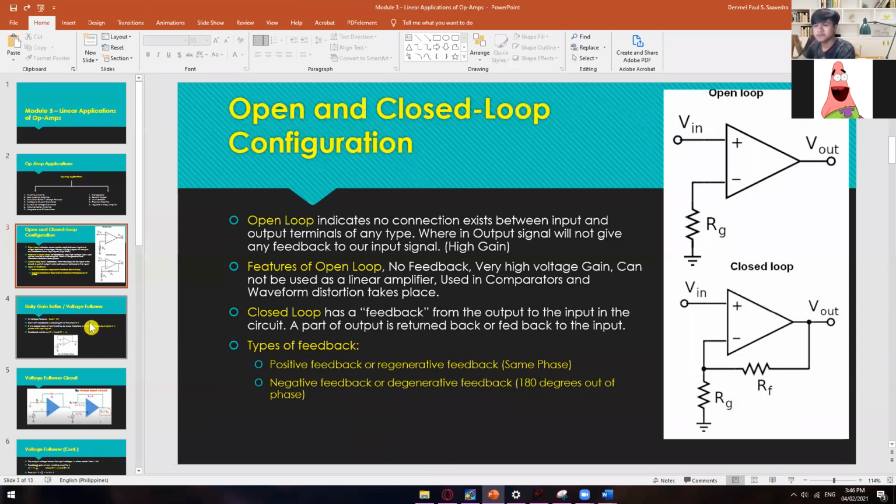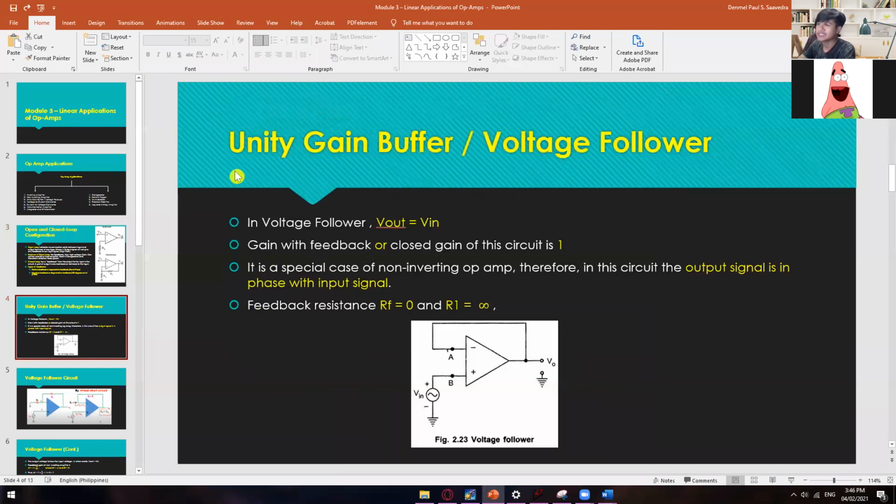All right, so this is just a recall. Let's now move on with our main goal for this module, which is the unity gain buffer, or sometimes called voltage follower. All right, so is there anyone here who has an idea what is voltage follower?